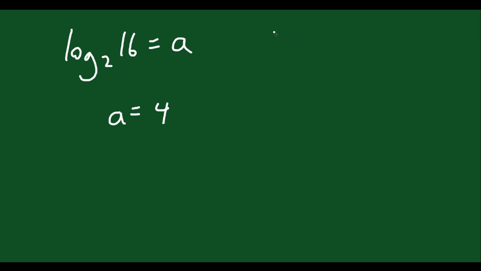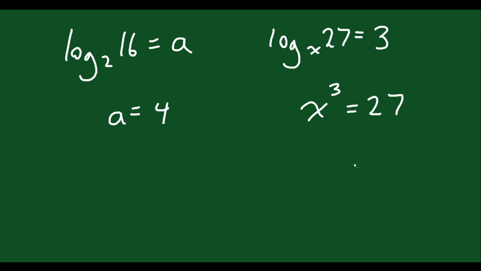If I asked you something a little bit different, like log base x of 27 equals 3, well, this is a little bit different now, right? If you go around the horn, you're saying x to the 3 equals 27, right? And now you're saying, what is x equal to? So we have to know what number cubed gives you 27, and the answer is going to be 3, right? Because 3 cubed is 27. 3 times 3 times 3. So that's how you figure that out.